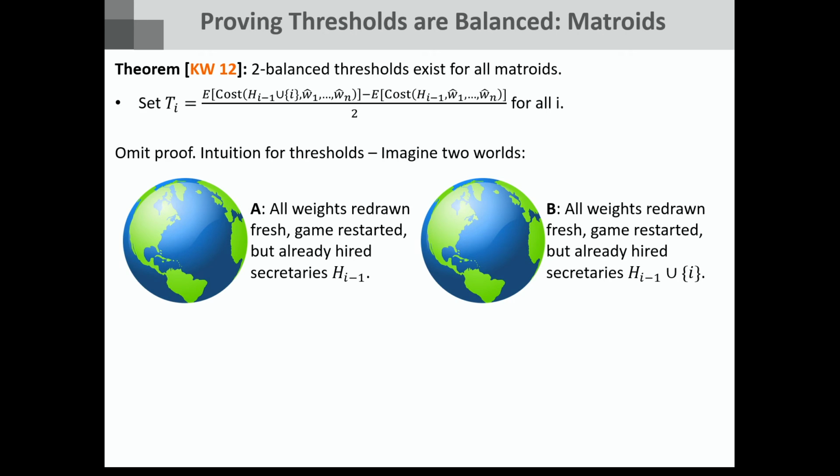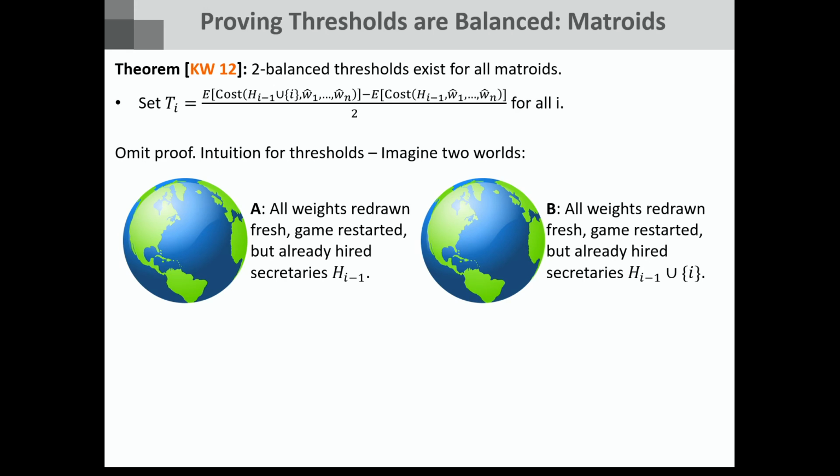Okay, so like I said, I'm not going to prove that these work. I will just give you some intuition as to where these thresholds come from. Let's imagine two worlds. In world A, all of the weights are redrawn fresh. The game is restarted, except you've already hired secretaries H_{i-1}. This limits the secretaries that you can hire, because they have to be feasible when you add them to H_{i-1}. In world B, same thing.